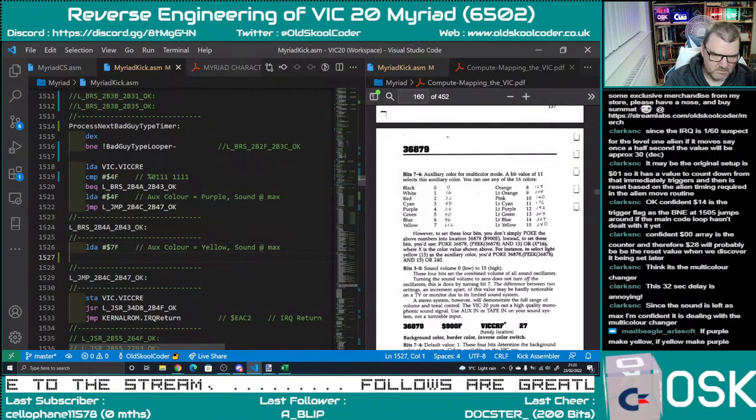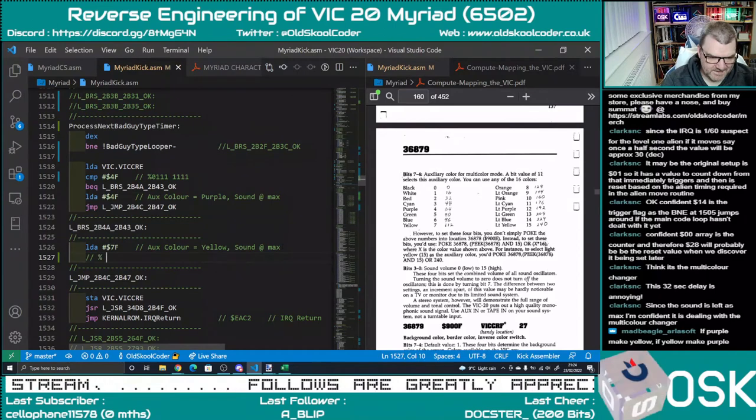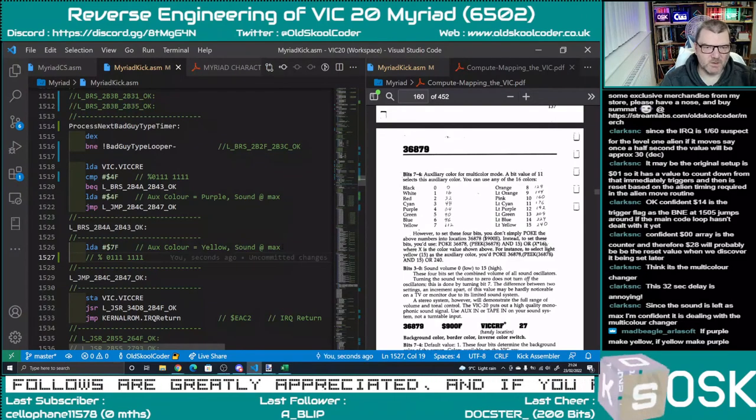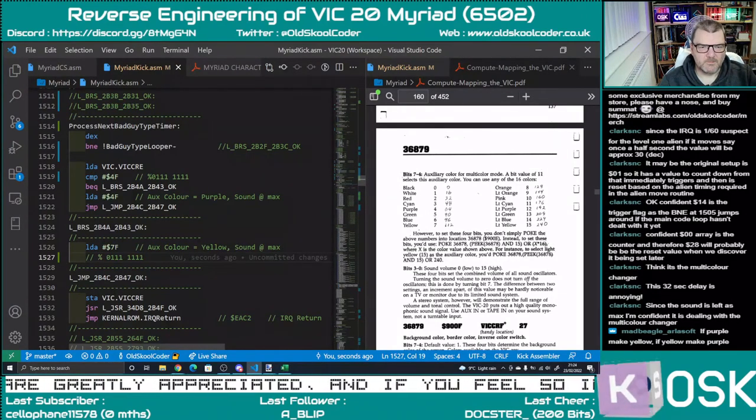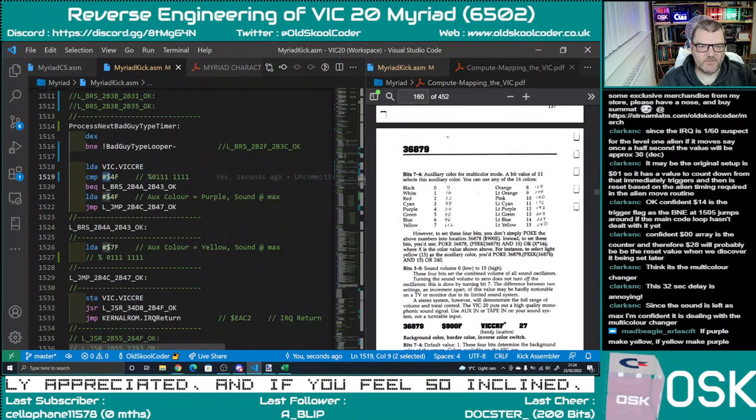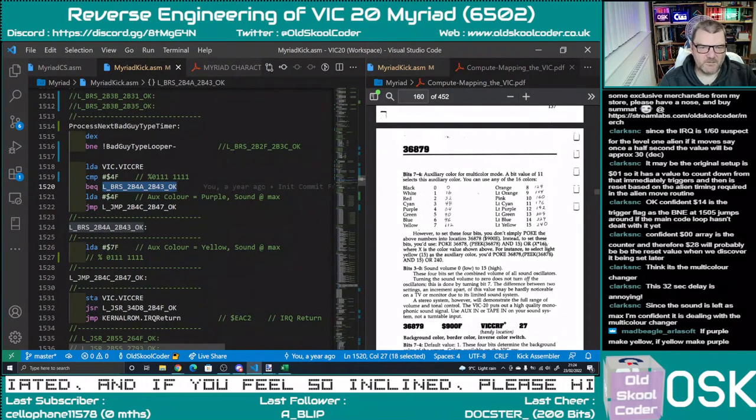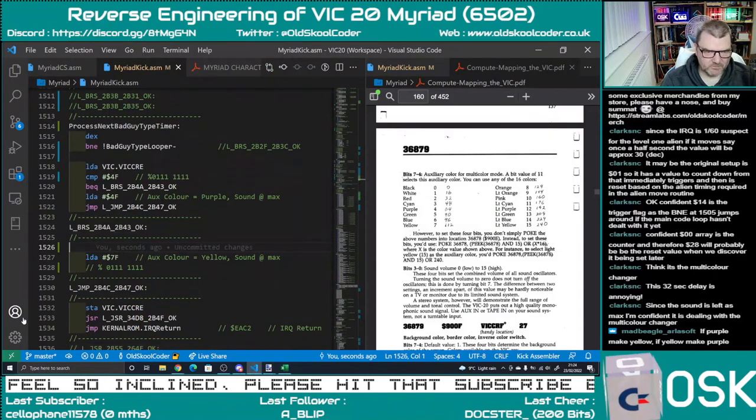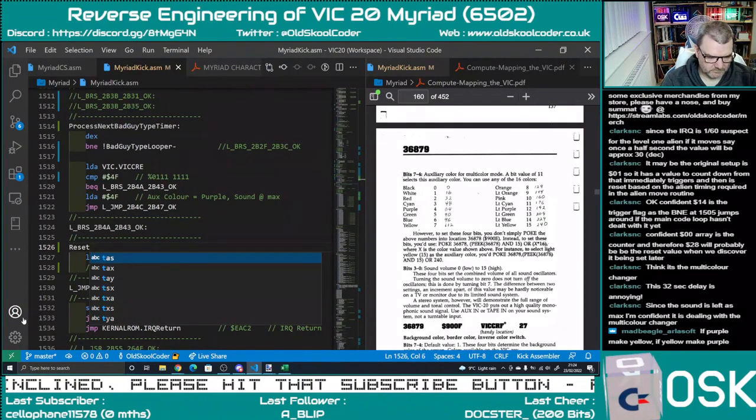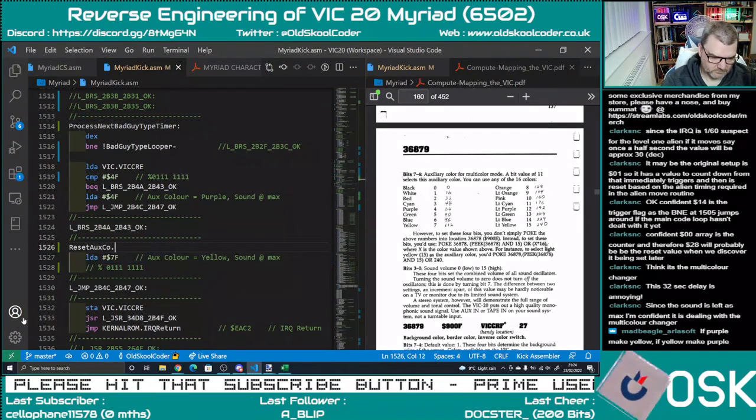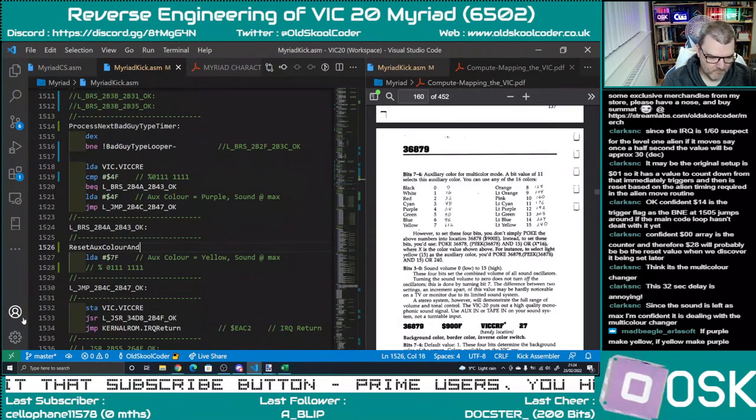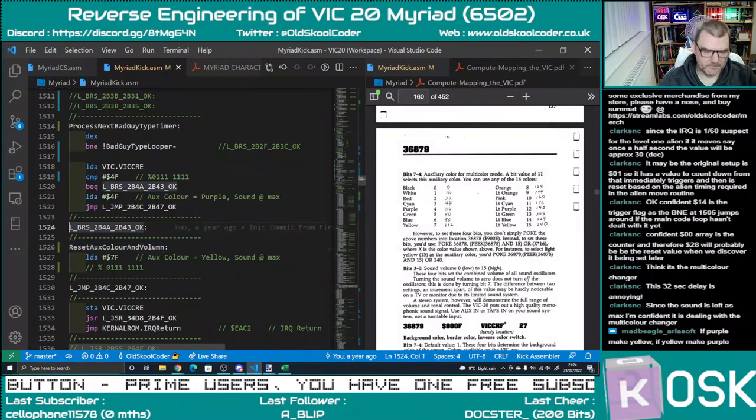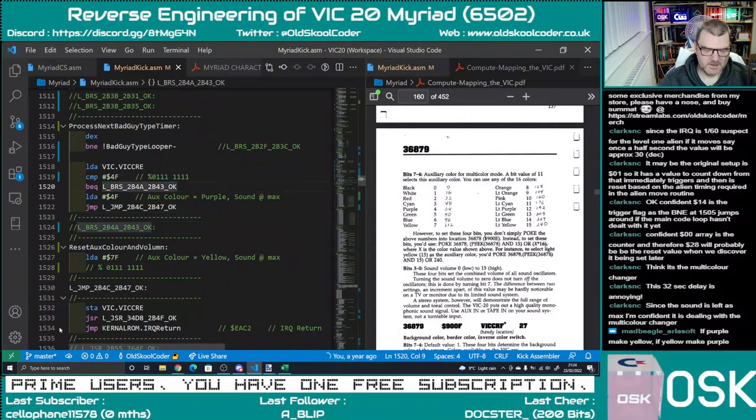Oops. So you're setting it back to. So you must be decreasing it somewhere. So we're loading it, we're checking it with 4F. If it's equal to 4F, then we're going to reset the color and volume. I know I spelt volume wrong, but I don't care. So that's there.